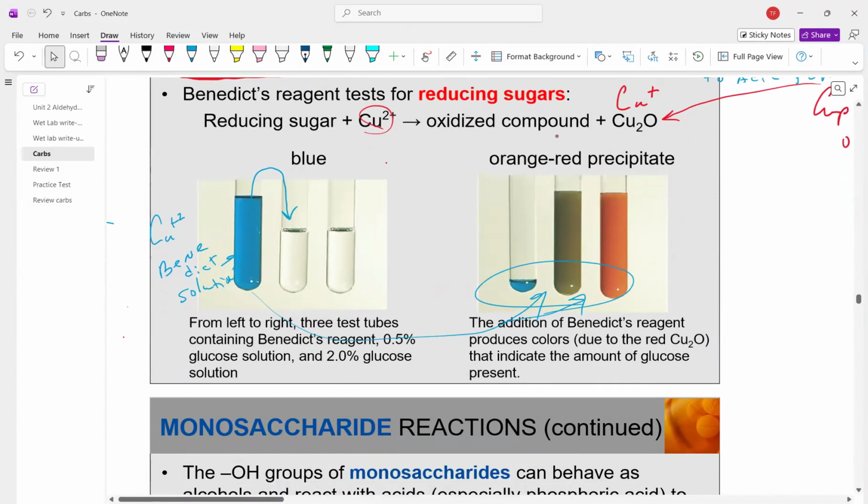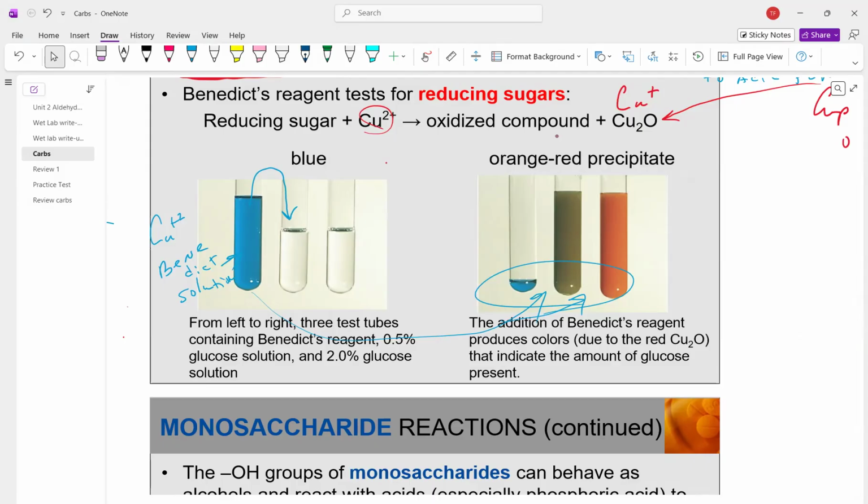Now, when you do your carbohydrate unit or a wet lab, you're going to be using a number of different tests. Test whether it's a reducing sugar or not a reducing sugar, is it a furanose ring, pyranose ring, that kind of stuff. One of the popular tests is a Benedict's test.